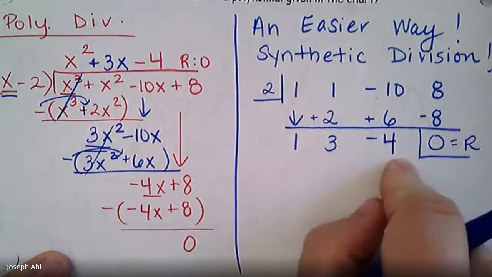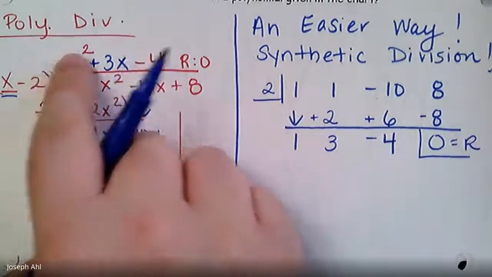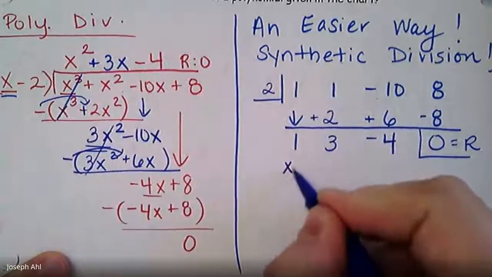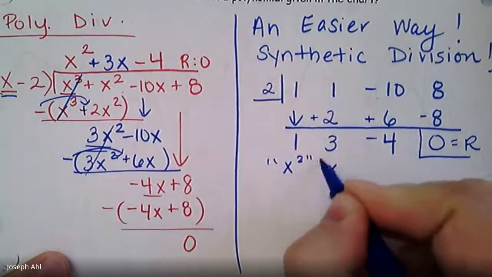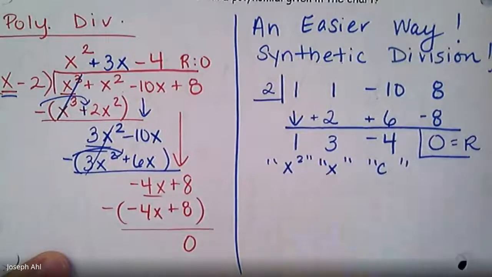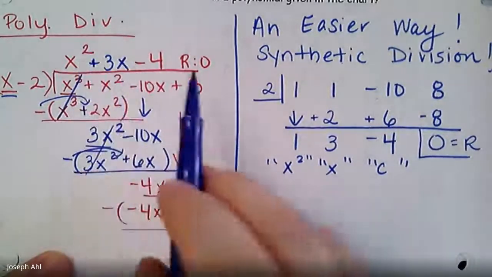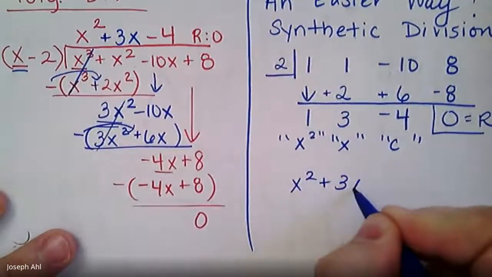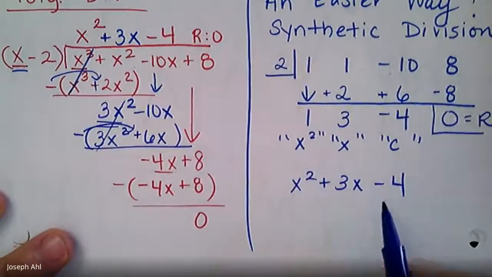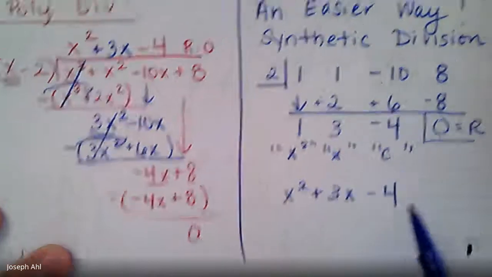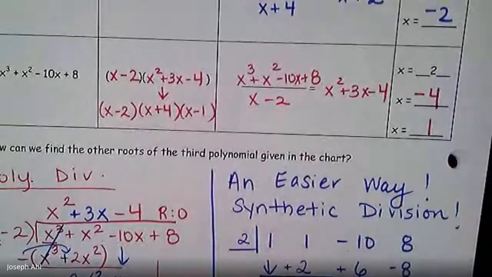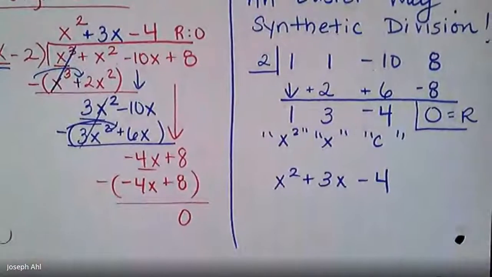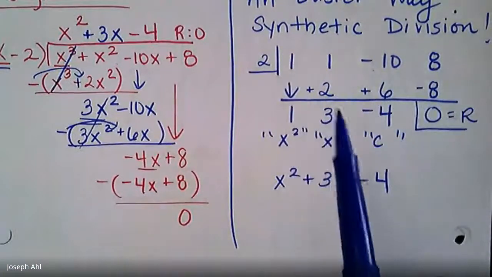Where did the 1, 3, and negative 4 go? Well, the 1, 3, and negative 4 are the coefficients of x squared, the x term, and the constant in your polynomial. So we now have x squared plus 3x minus 4 as the quotient. That's what's left. And of course, if I factored that, I would get these two remaining roots at negative 4 and 1. So that's the great part about this, I'm getting the same exact results.